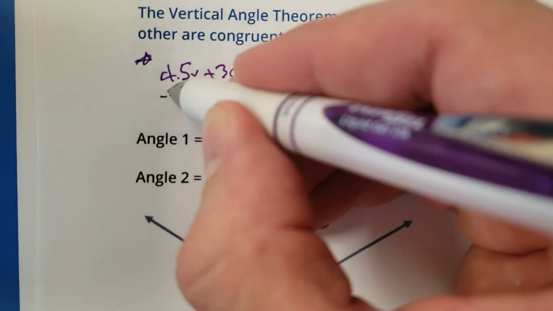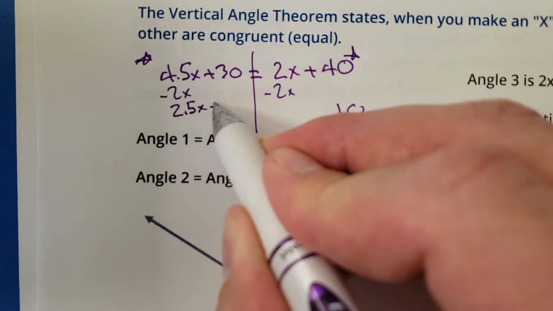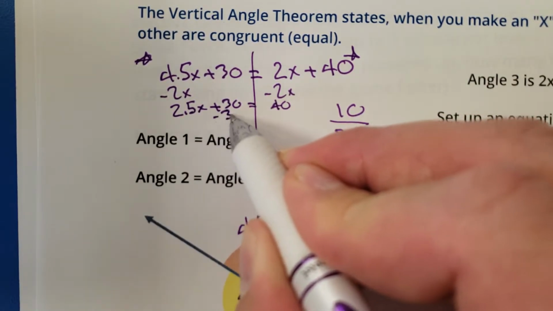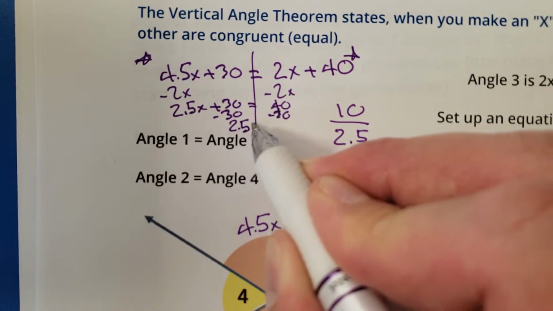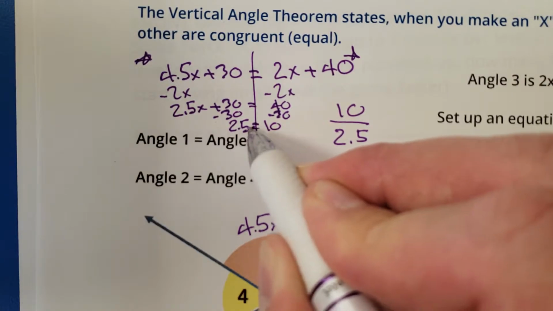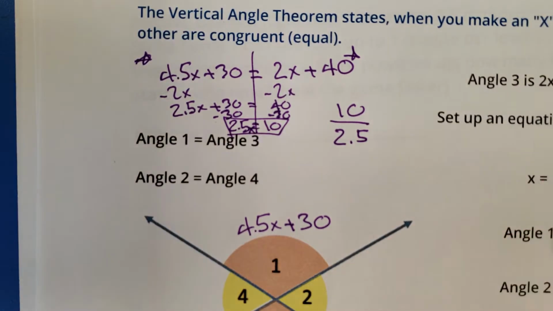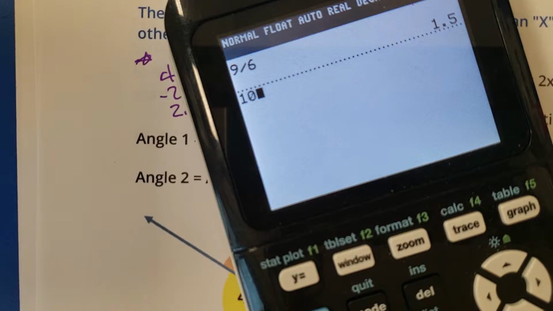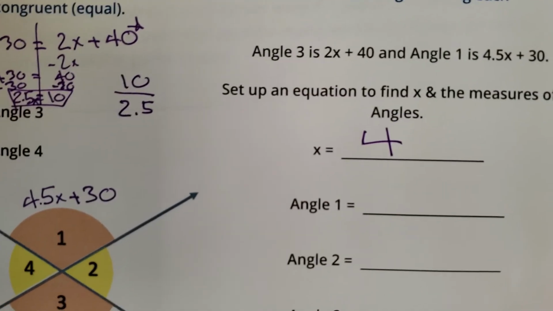Minus 2x, minus 2x. 2.5x plus 30 equals 40. Minus 30, minus 30. 2.5x equals 10. Oops, I forgot the x. Okay, divide both sides by 2.5. Hey, look at that. That's what I get for my answer. 10 divided by 2.5 is a number. I think I know what it is, but I just want to make sure. Hey, it's 4. Okay, cool. X equals 4.